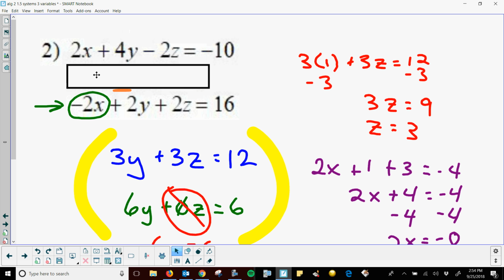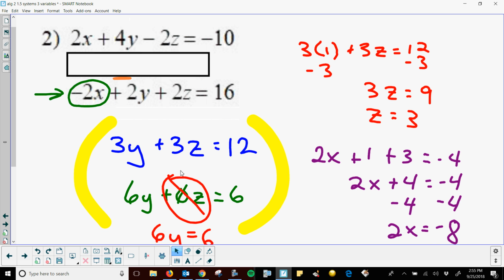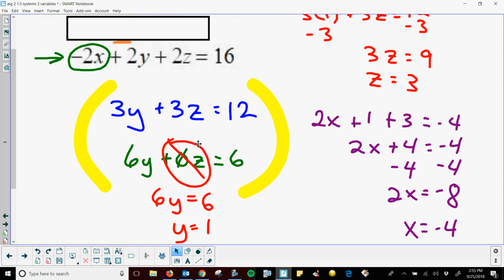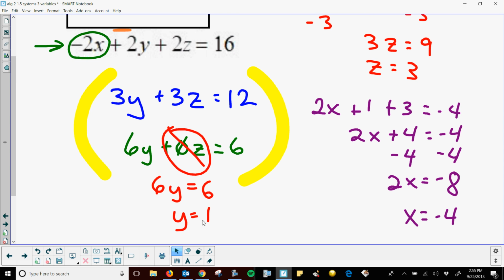Now if I pretend the middle one's not there, that gets me 0, that gets me 6, that actually gets me 0, and I can now create, this is my checkpoint. This is why it's highlighted. This is my checkpoint. I have two equations with two variables. Now, truthfully, that's not there, which means 6y equals 6, which means y equals 1.